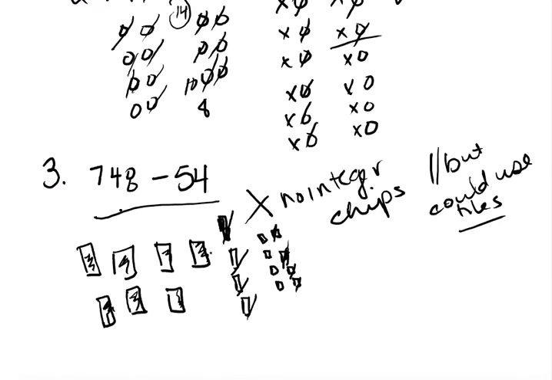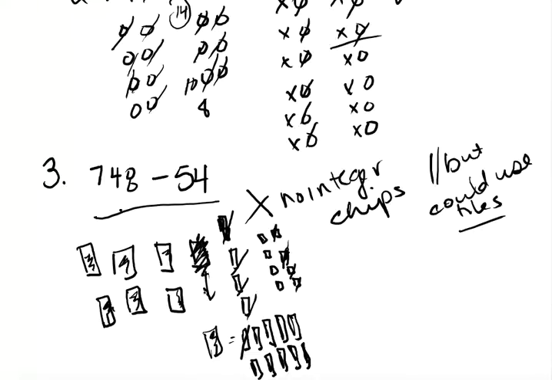I don't have 5, but I can break this one up. 1 tens unit is the same as 1, 2, 3, 4, 5, 6, 7, 8, 9, 10. So I can take away 1 more of those. So that means here I've scrapped this. I can take away 1 more of those. So that means I have taken away my 50 and my 4. So I'm good. I've taken away the right amount.